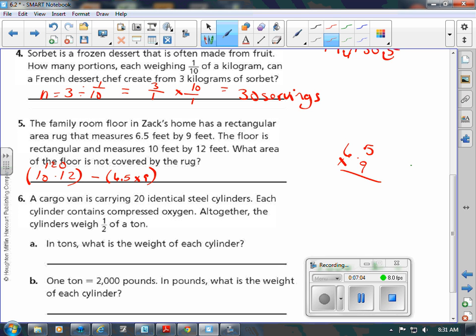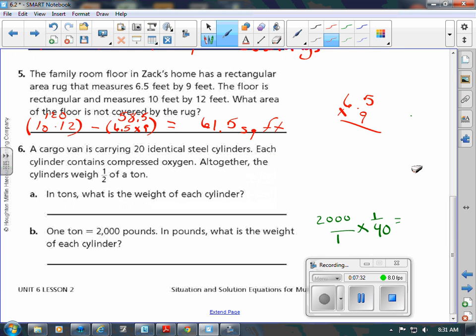6.5 times 9 is 58.5. So now I've got 120 minus 58.5. Okay, 120 minus 58.5. Pause the video, solve that out, come back and check. All right, welcome back. You should have gotten 61.5 square feet. Okay.